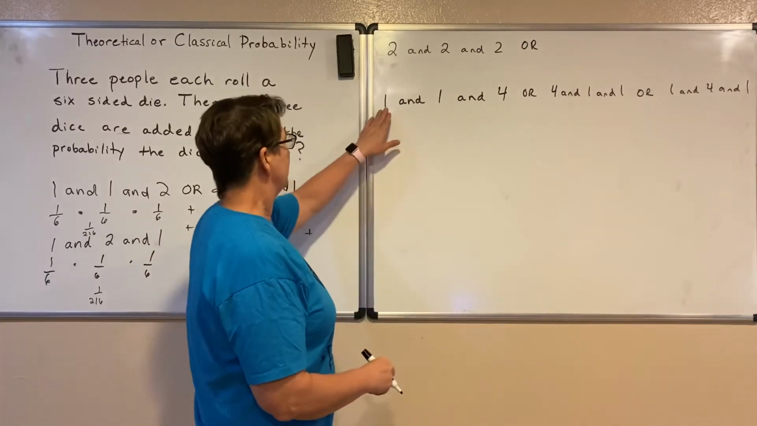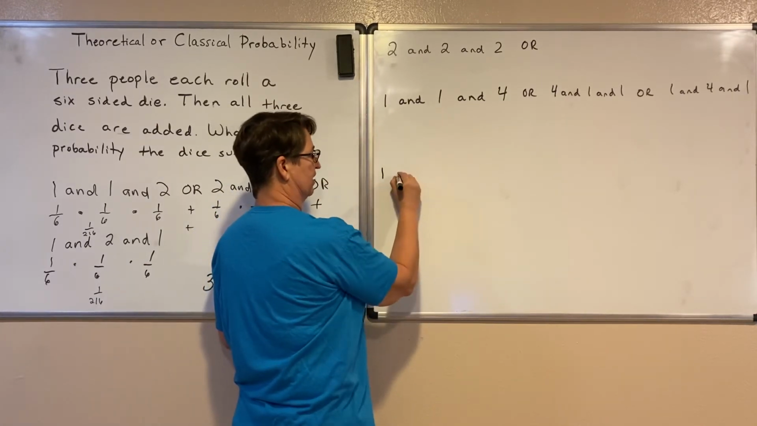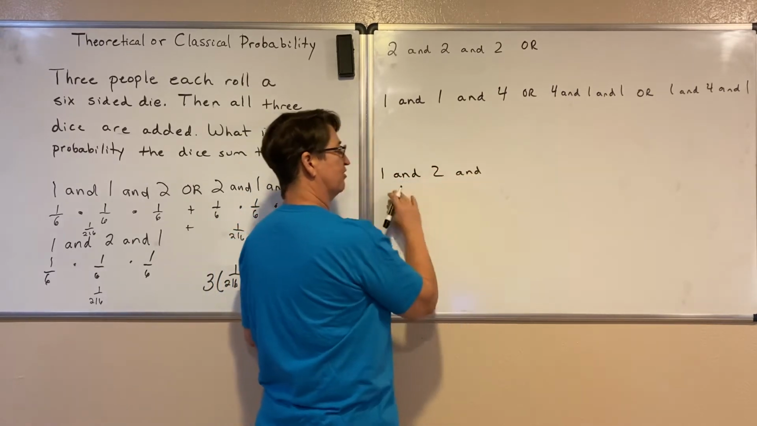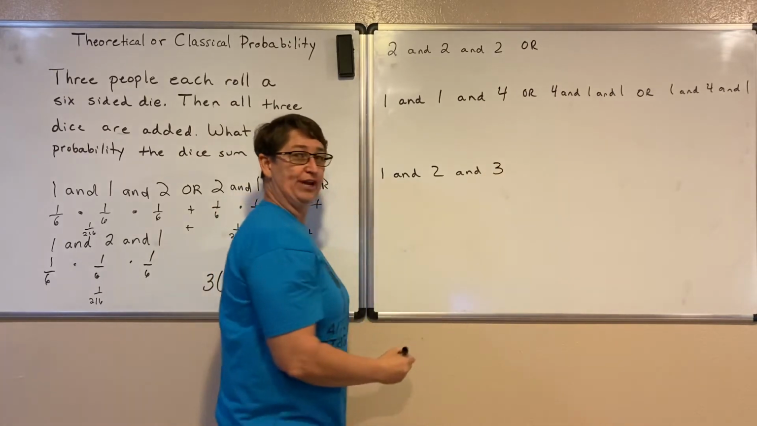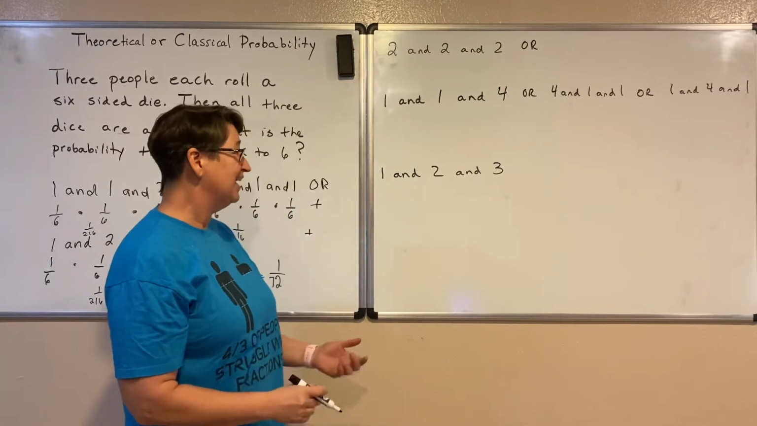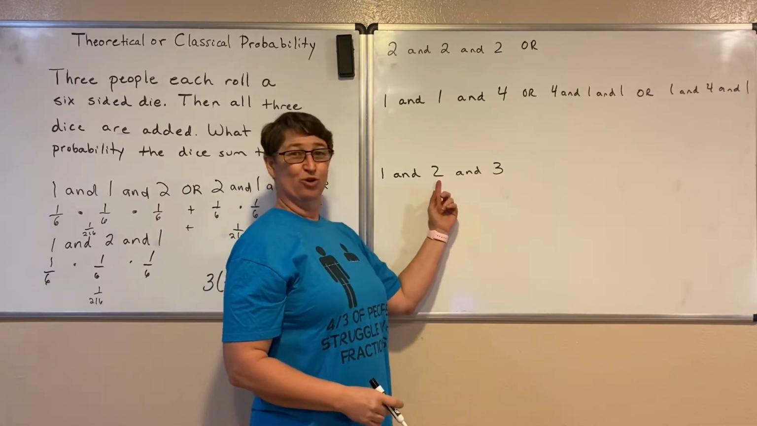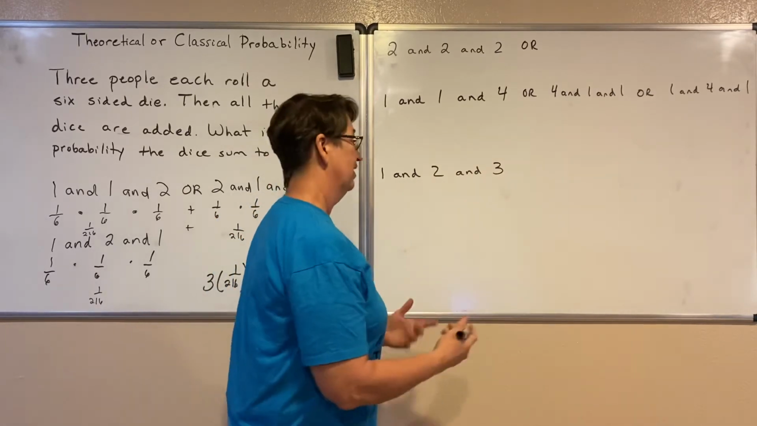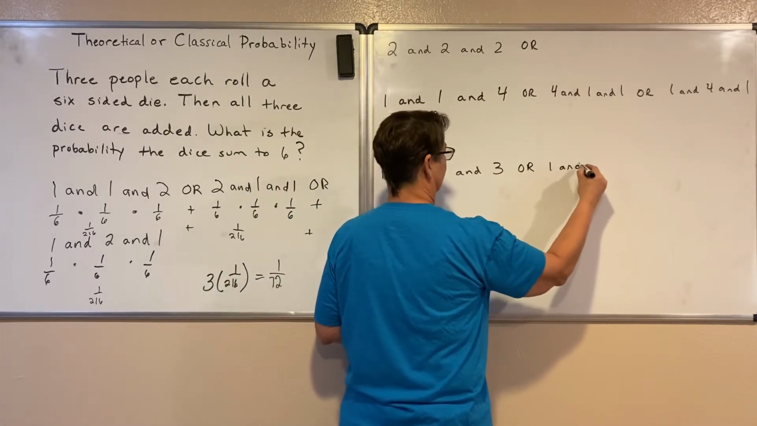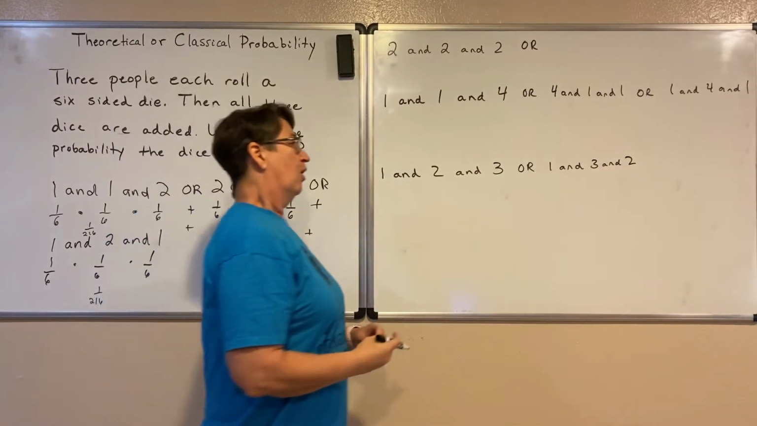Then what about here, we said the first one rolled a 1, but what if the second one, instead of rolling a 1, rolled a 2? Then that would mean the third one would need to roll a 3. So we have a 1 and a 2 and a 3. But maybe they do it in the opposite order. Maybe he still rolls a 1, but the second one rolls a 3, and the third one rolls a 2. So that's another way that they could get a sum of 6.